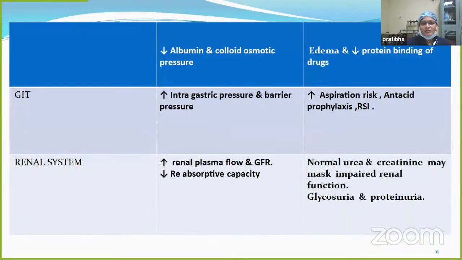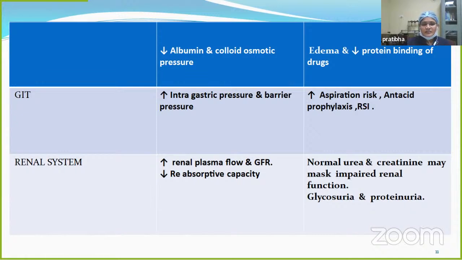There is also decreased albumin and colloid oncotic pressure. Due to this, there will be edema and decreased protein. In the gastrointestinal tract, there will be increased gastric pressure and decreased barrier pressure, so the aspiration risk is increased. Aspiration prophylaxis should be given, and rapid sequence induction should be started immediately with cricoid pressure and succinylcholine, followed by other drugs.